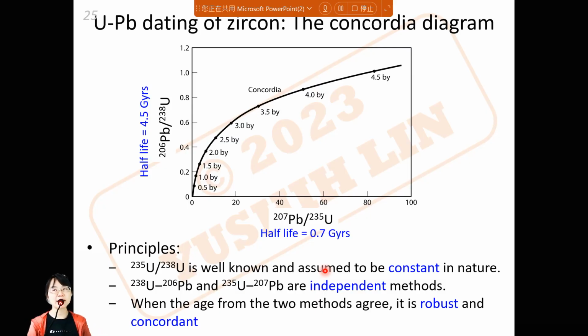They are independent methods. With this zircon, you can do two methods. The best thing is you can do these two methods on the same sample. When the age from the two methods agree, it is robust and concordant. If the data plot perfectly on this line, which is a calculated line based on the assumption that this zircon grain follows this decay and is not affected by other external nuclides, then your dating data should fall on this line. So this line is the line of Concordia.